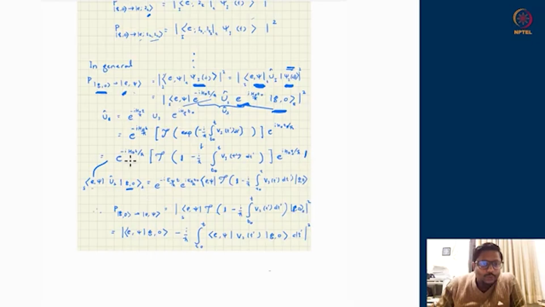Now you will see there are two exponentials: e to the power i H0 t, and e to the power minus i H0 t, and e to the power plus i H0 t naught.